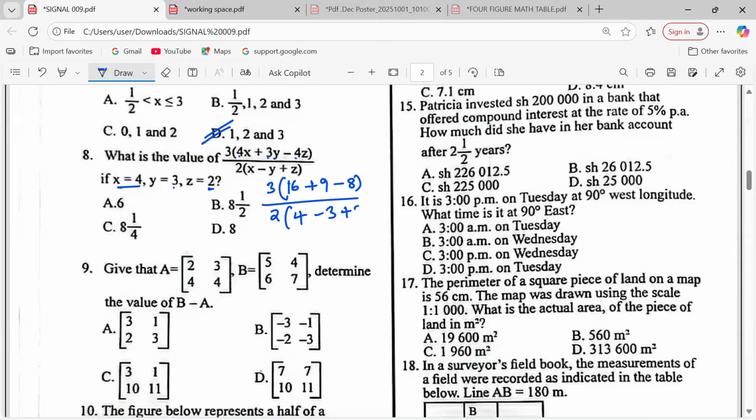Now we can work out inside the brackets. 16 plus 9 minus 8, giving us 17. So 3 into 17 out of 2 into 4 minus 3 plus 2. That gives us 3. Like that. So you see, from the numerator, we can have 3 appearing, denominator 3 appearing. That can cancel. 17 over 2. 17 divided by 2, ladies and gentlemen, is just 8.5.